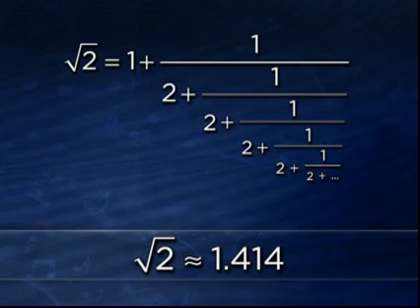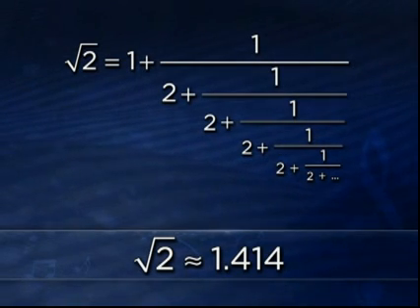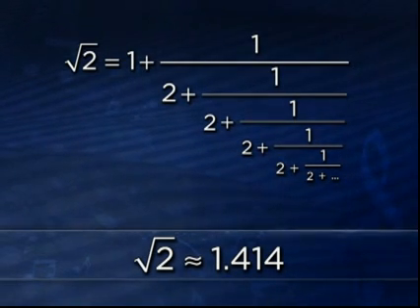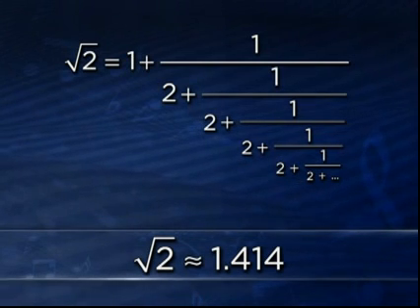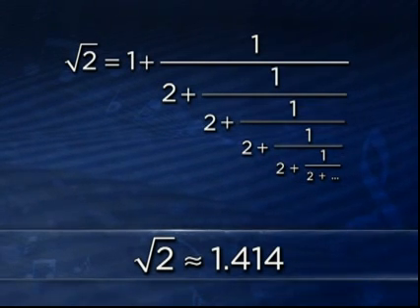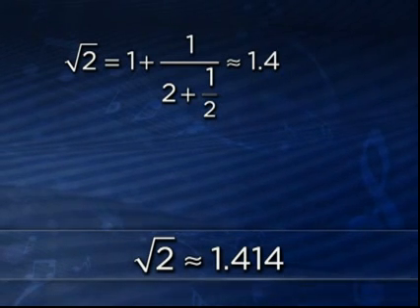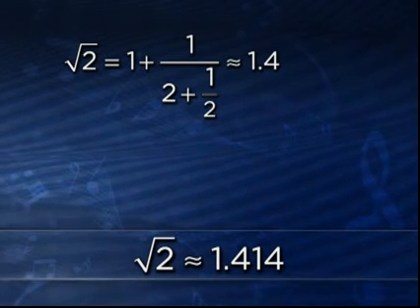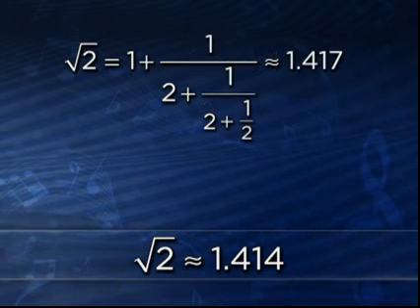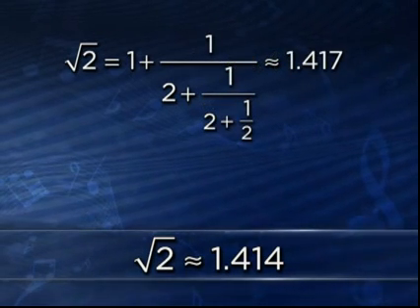Now, if we want an approximation of square root of 2, we can use this continued fraction. And the idea is that all we have to do is stop the fraction at some point. Just cut off the rest. If we stop after 2 layers of our fraction, we get 1.4. That's not too bad. If we stop after 3 layers, we get 1.417. That's getting closer.